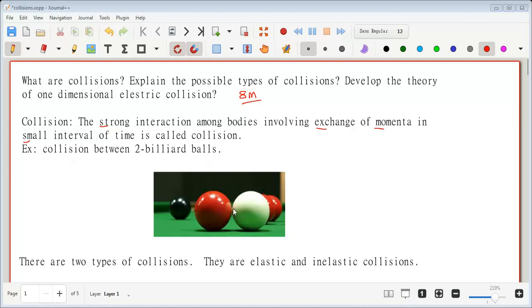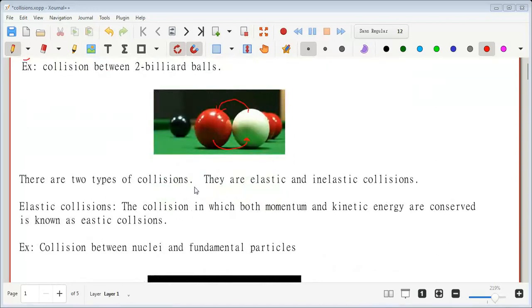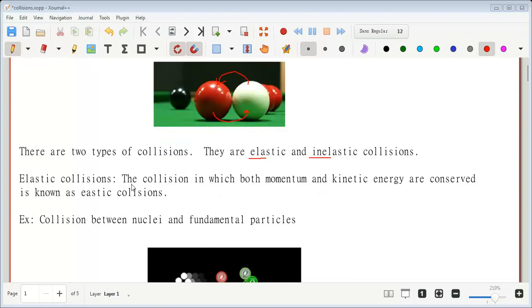When these two balls are colliding with each other within a small interval of time, they exchange their momenta to each other. This white ball gives its momenta to the red ball, and this red ball gives its momenta to the white ball. They are exchanging their momenta. There are two types of collisions: elastic and inelastic collisions.